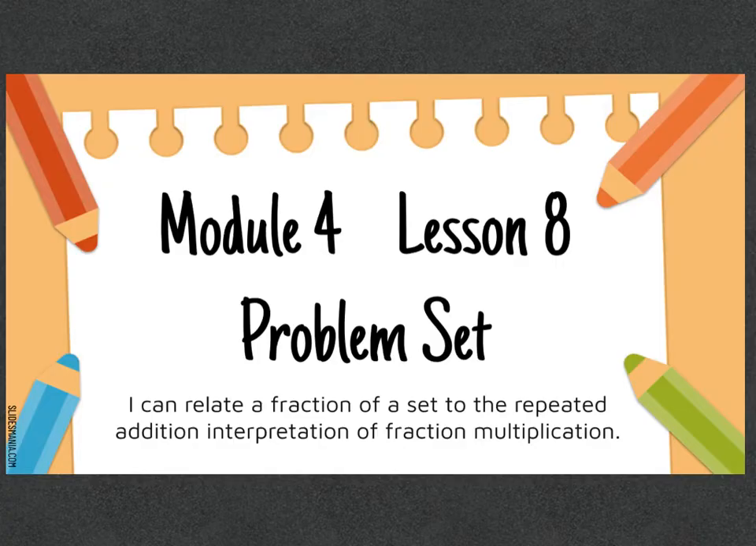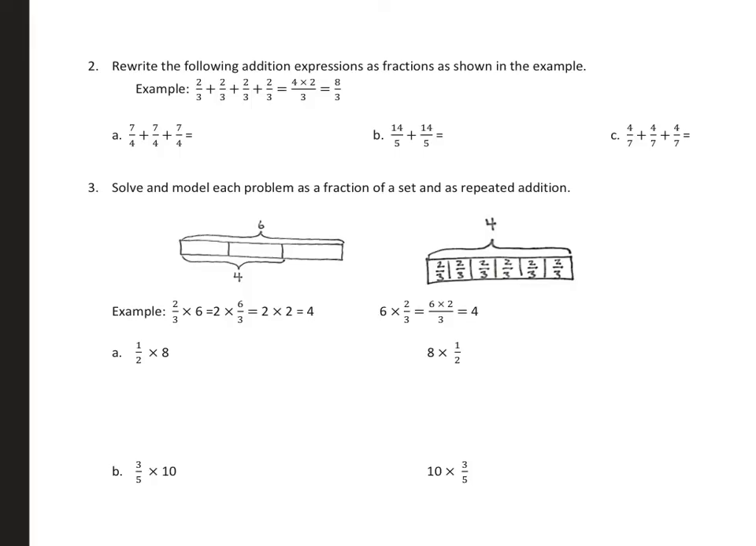Let's get started. All right, we're going to go over to number 2, and they want us to rewrite the following addition expressions as fractions shown in the example. So let's look at the example really quick. 2/3 plus 2/3 plus 2/3 plus 2/3 equals, they're saying that the denominator would stay the same, the thirds, and then in the numerator, since there are 4 2's, we're going to multiply 4 times 2 to get 8/3. All right, so easy, follow the pattern.